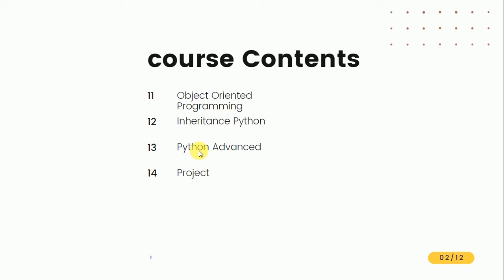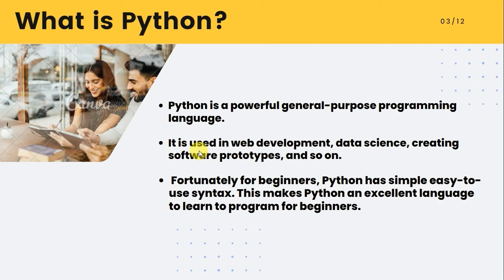Okay, now the next move. First of all, what is the Python programming language? Python is a powerful general purpose programming language. We may already know other languages like C and C++. It doesn't matter if you don't know C or C++, we can directly learn Python. It is used in web development, data science, creating software prototypes and so on.